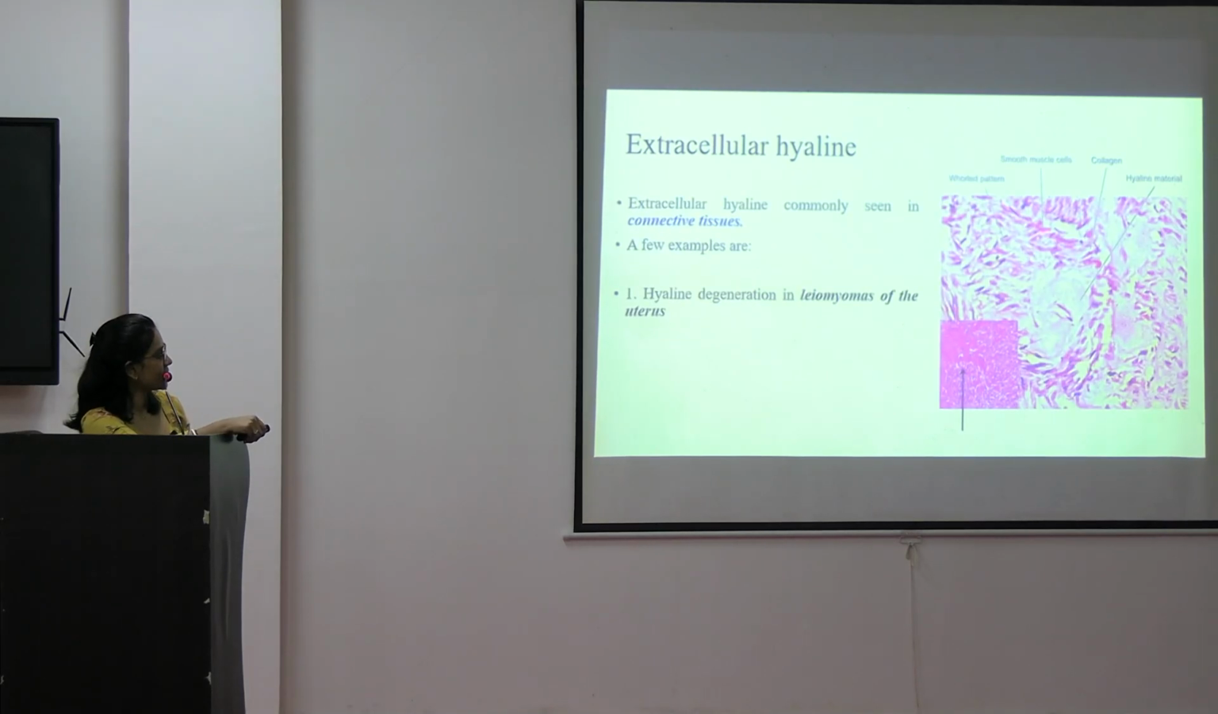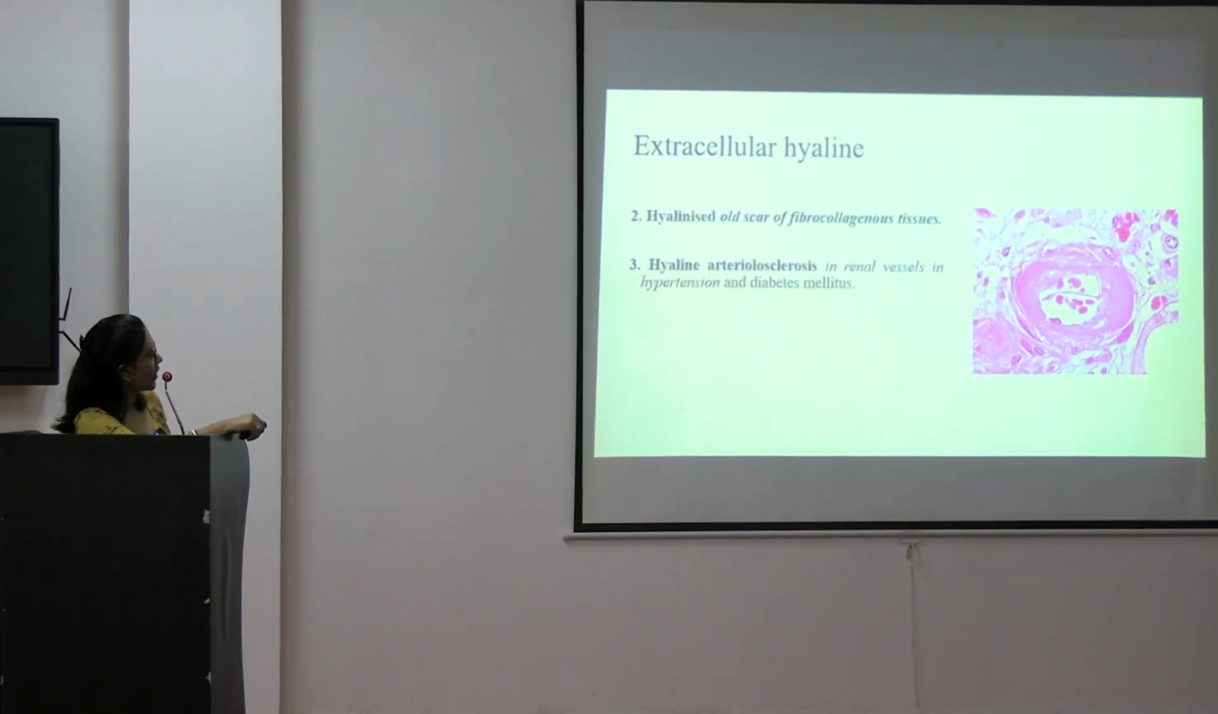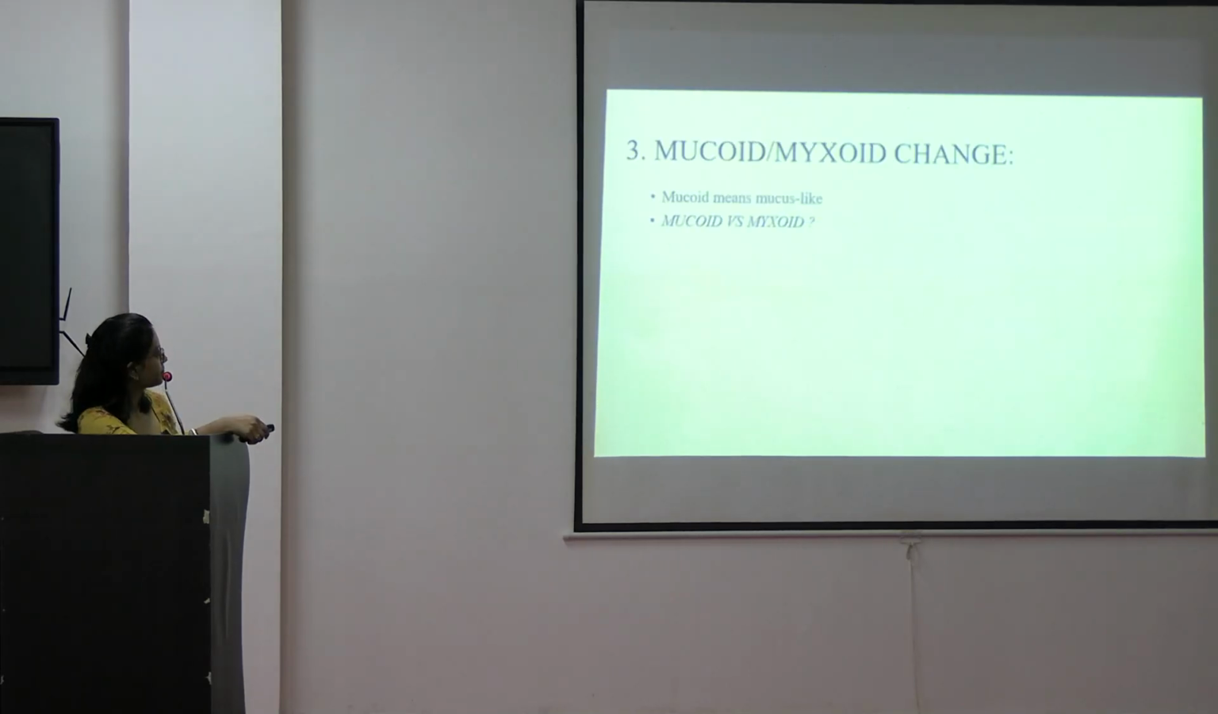So here you can see that the molding pattern of the cells is a very characteristic feature of leiomyoma. So the surrounding here shows molding pattern, and here you can see a glassy eosinophilic material deposition. This is an example of hyaline degeneration. Then we also have examples of hyalinized old scars, and a very important example is hyaline arteriosclerosis. Here you can appreciate it, right? It's pretty evident. So this change is seen in cases of hypertension and diabetes mellitus.